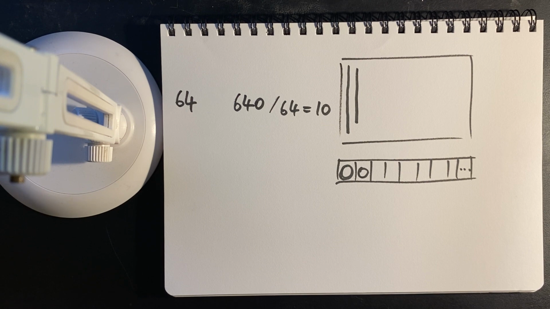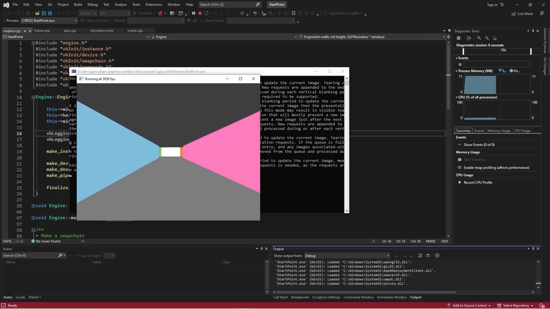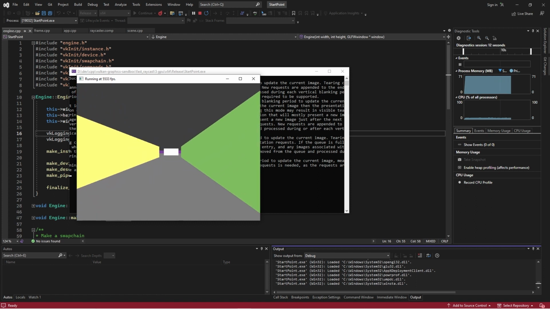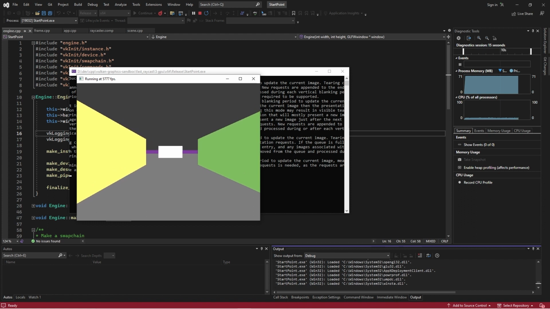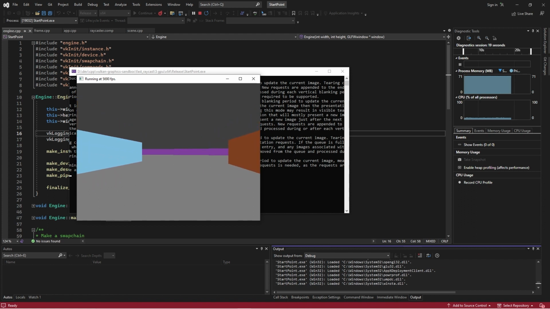Vulkan compute shaders, what does that look like? And there we have it. We're currently running at close to 6,000, I'd say. Yeah, between 5,000 and getting up to 6,000 frames per second. That's crazy. We definitely didn't have this in the 1990s.